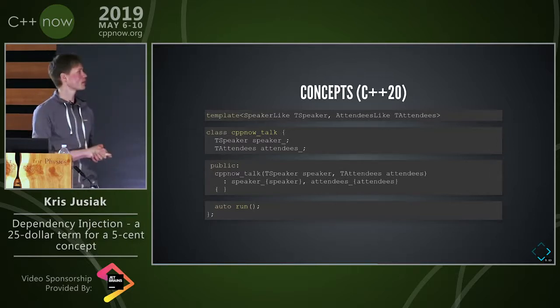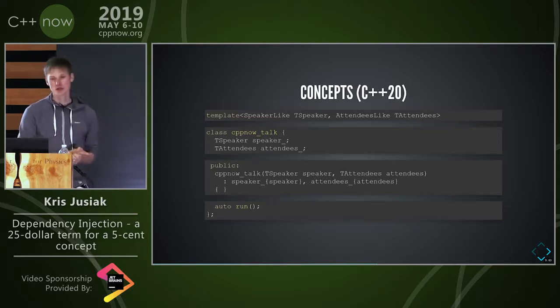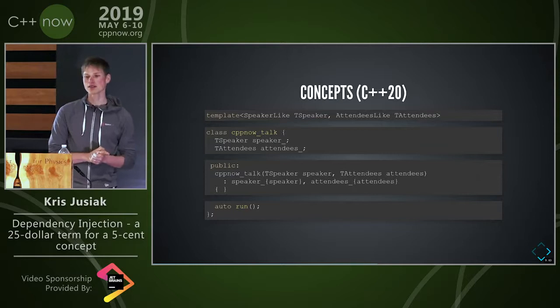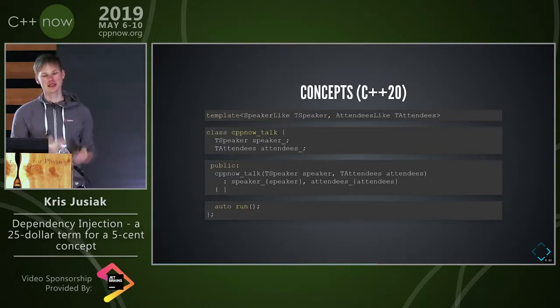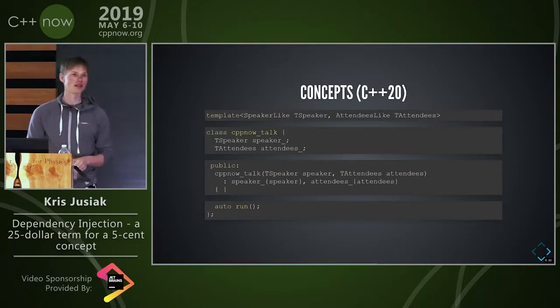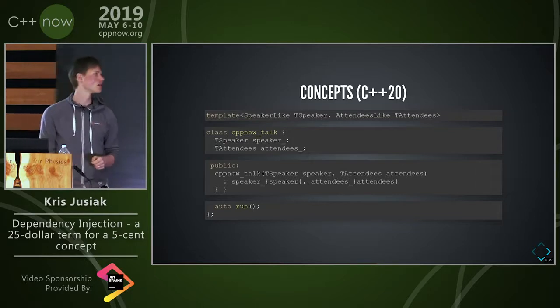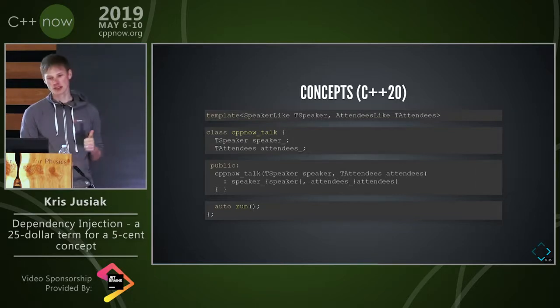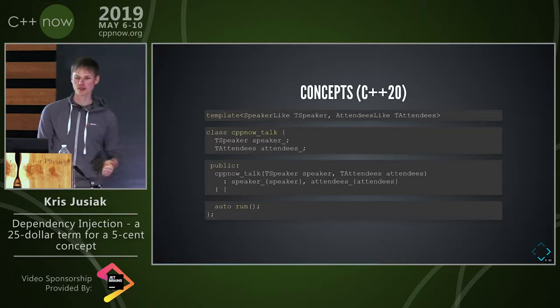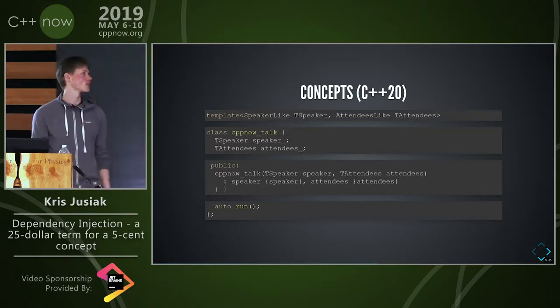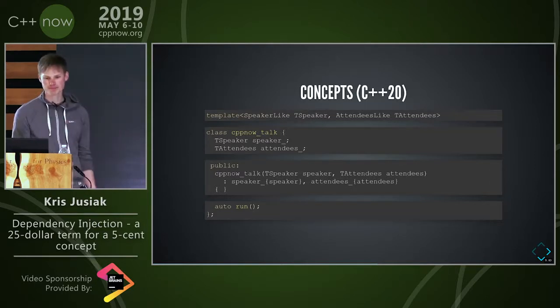And from the concepts perspective, we would get the error when we instantiate the CVNow talk that the speaker which you passed through as a type doesn't satisfy this interface. Make sense? It's a positive thing, so when you get your hands on concepts, apply them, because it's better than just the types.